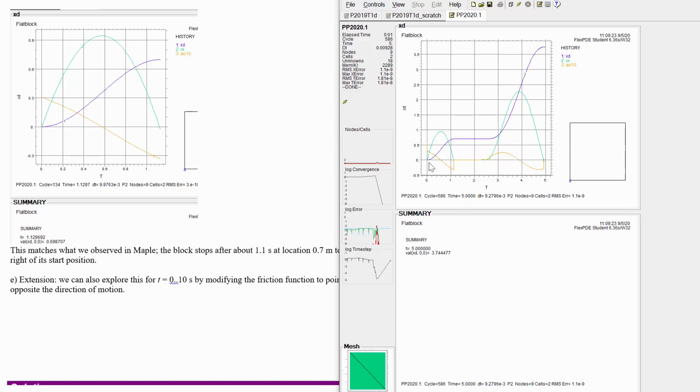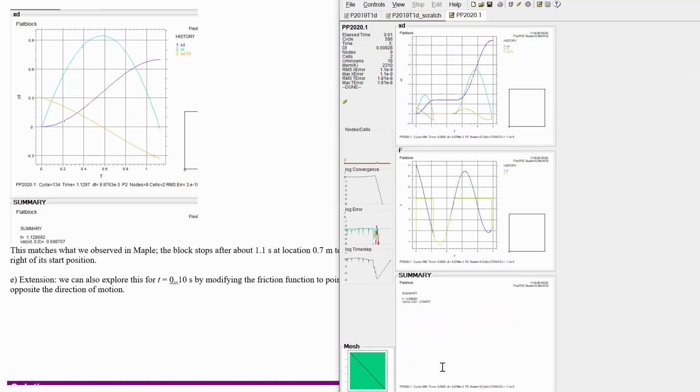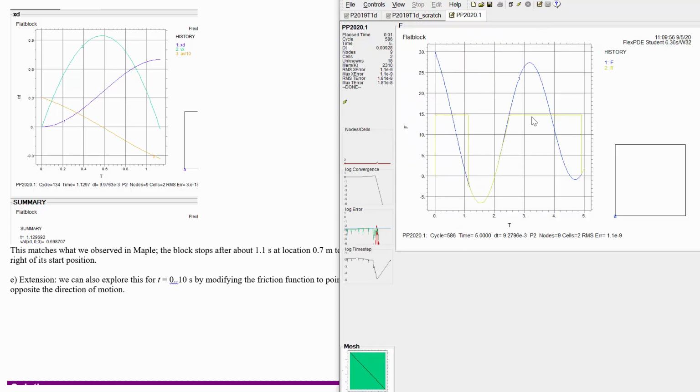You can see what happens now. The friction is enough to overcome it and totally stop the motion right around here, when the applied force is not very large. We can make another plot to compare those things. History of, let's say, F and FF. And now we're going to plot the friction force and the external driving force here.